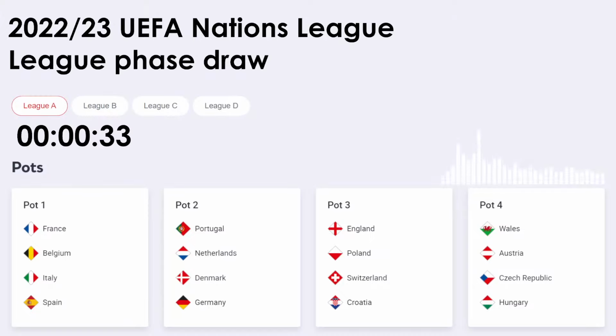So it's the 2022-2023 UEFA Nations League phase draw. We have 4 pots in League A, 4 pots in League B, 4 pots in League C, and 2 pots in League D.